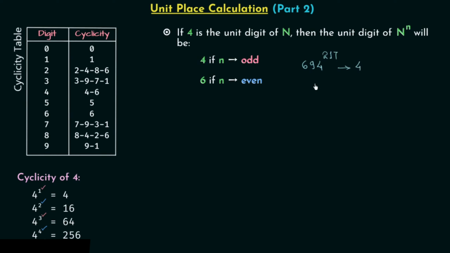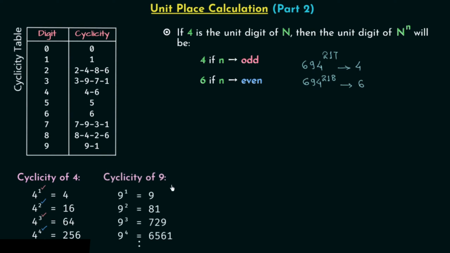Now let's say if we have 694 raised to power 218, then in this case the digit at unit place will be equal to 6 because n, which is 218, is even. So we will have 6 at the unit place of this power. So we are done with 4, and now we will move on to the cyclicity of digit 9.